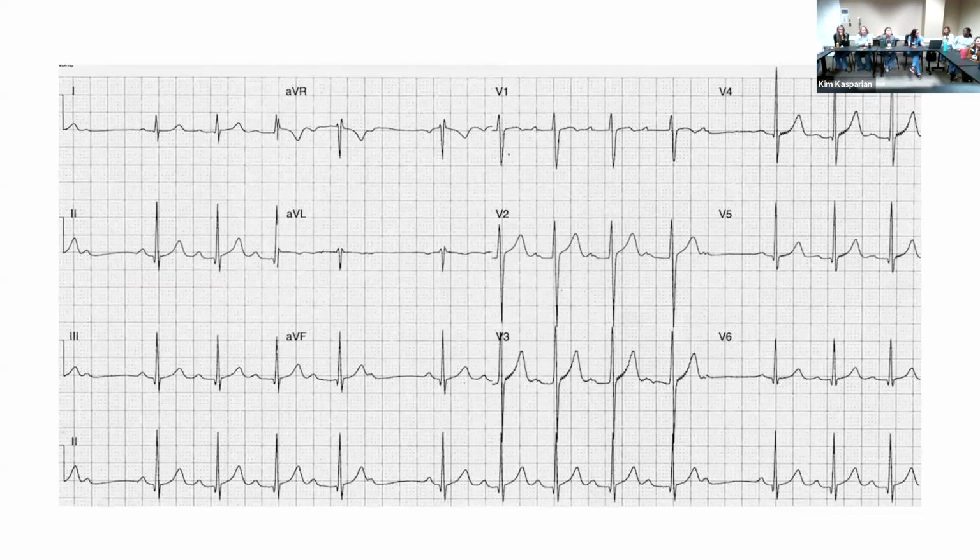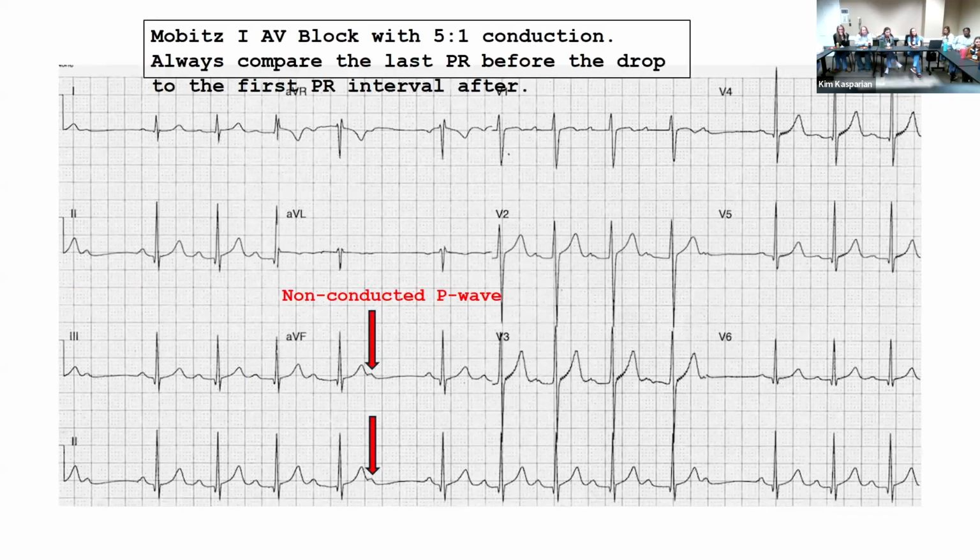Yeah, so it looks like the PR interval is getting longer and longer, and then it's dropping. So Wenckebach. All right. Yep, so there's our non-conducted P wave. So this is Mobitz 1 or Wenckebach. This is 5-to-1 conduction. There are 5 P waves for every dropped beat.